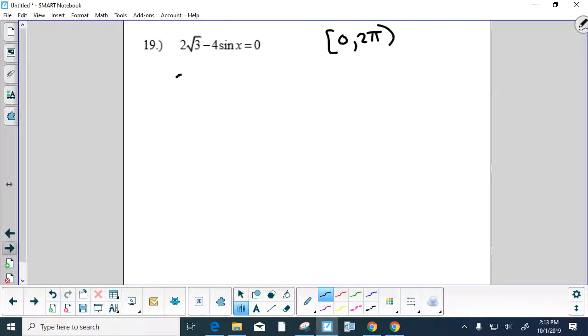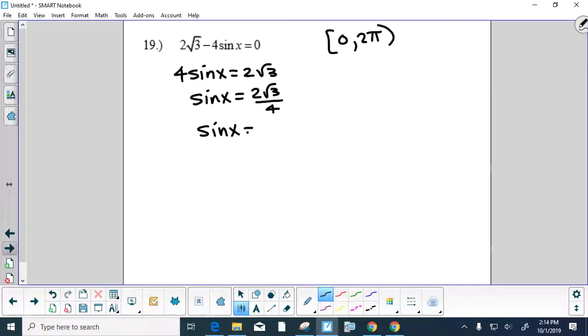Okay, so this is 2 root 3. I'm going to say 4 sine x is equal to 2 root 3, right? Because if I move the sine x over to the right-hand side and then flip the equation, I just like to have my functions on the left. A little OCD like that. Are we all right with that? And then sine x equals 2 root 3 over 4, but I can reduce this. Sine x equals root 3 over 2.